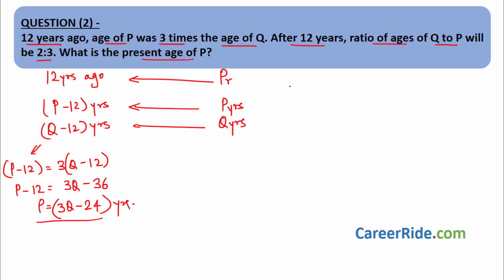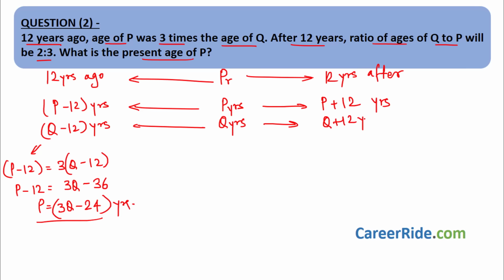Now, what they have given in the second sentence is that after 12 years, so let's go 12 years into the future. What would be the age of P? It would be P plus 12 years. What would be the age of Q? It would be Q plus 12 years. They have given that the ratio of ages of Q to P will be 2:3. So Q plus 12 upon P plus 12 is 2/3.